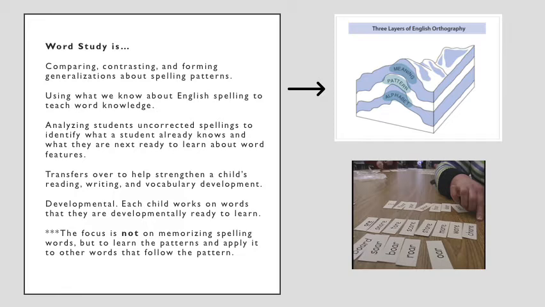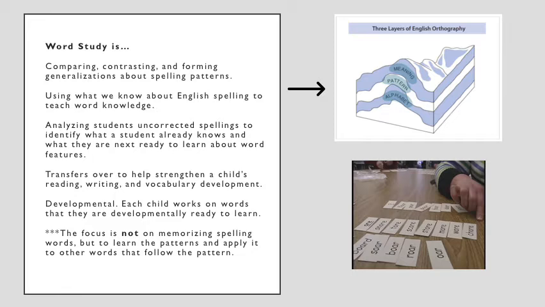So you can look at the graphic on the right. We use alphabet, pattern, and meaning layers of English spelling to teach students. The alphabet layer focuses on the relationship between letters and sounds. The pattern layer focuses on different patterns in words, such as the long vowel patterns versus short vowel patterns. The meaning layer focuses on prefixes, suffixes, Greek and Latin words, Greek and Latin roots, that sort of thing.